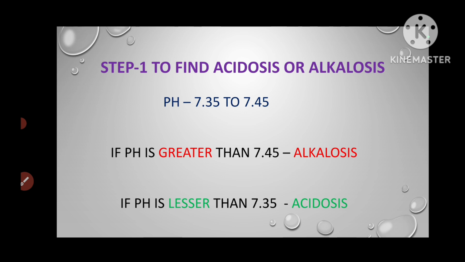The first step is to find whether the given value is acidosis or alkalosis. To find this, you can take the pH value. The normal value of pH is 7.35 to 7.45. If the pH value is greater than 7.45, it is alkalosis, and if the pH value is lesser than 7.35, it is acidosis. Just compare the normal value of pH alone. In this way, we can find whether the value is acidosis or alkalosis.